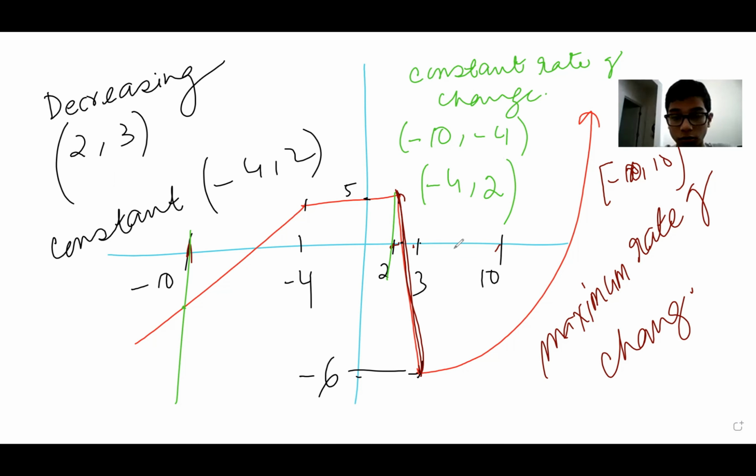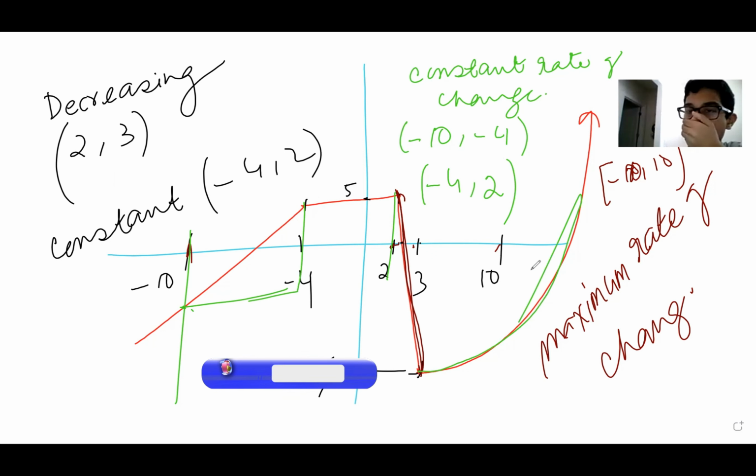Similarly, the rate of change here is the slope of the line, correct? Which is also a constant rate of change, correct? This is non-linear, and therefore the rate of change is changing all the time. Is that clear to you?